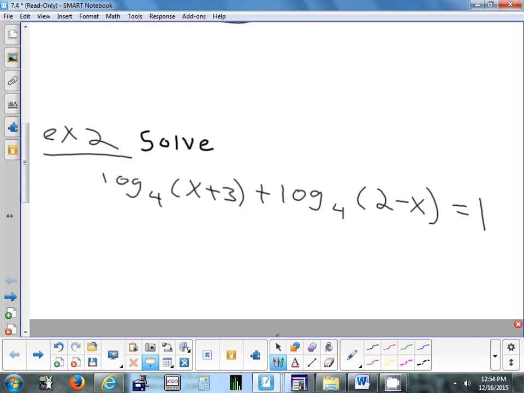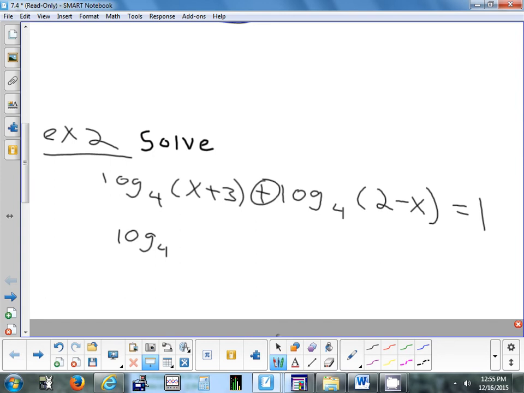You have to change it to multiplication. So you do log base 4 of x plus 3 times 2 minus x. We're going to combine these 2 logs together into 1 log. When we combine it, do we change the base? No. But this plus sign tells us how to combine them. Whenever we have a plus sign, we're going to multiply it together.